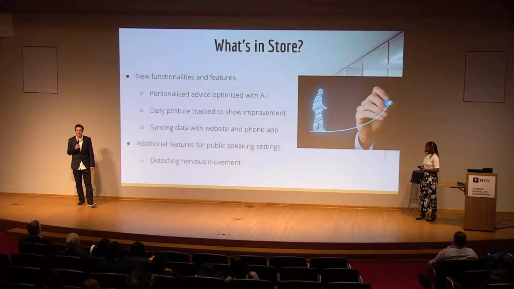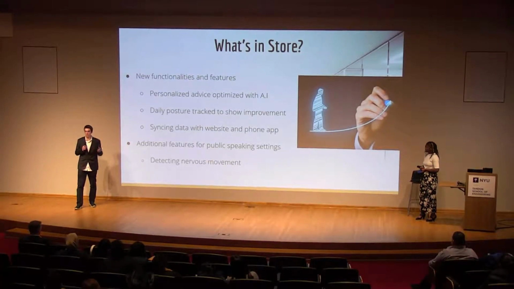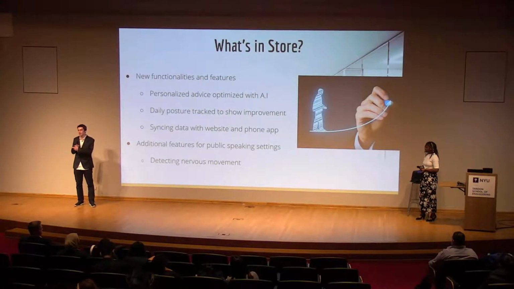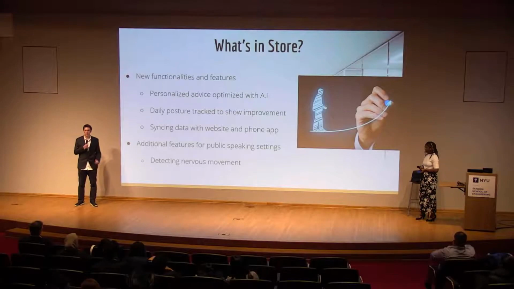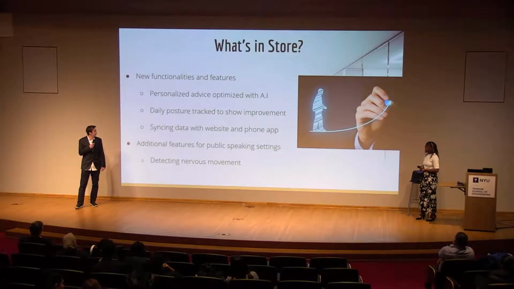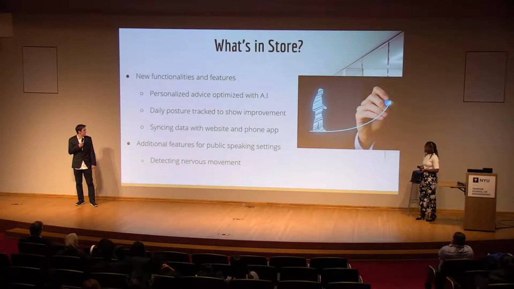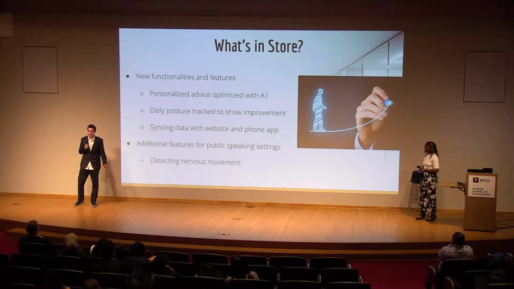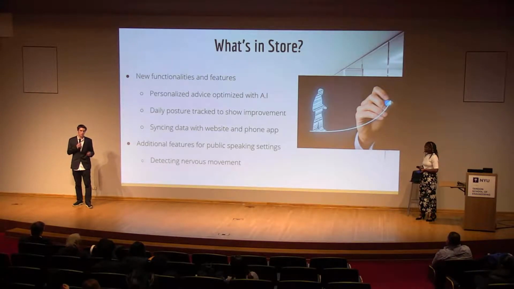We want to connect a website and application to sync data from the SmartStance so that users can see how their posture has progressed over the days, see whether they're improving, what they need to focus on, and give them more comprehensive feedback. And another thing, we want to add functionalities that can detect other types of movement, not just posture, such as nervous fidgeting during presentations, like I might be doing right now, or other functionalities that will help the user with their lifestyle.